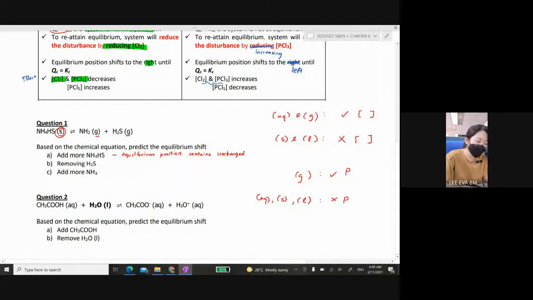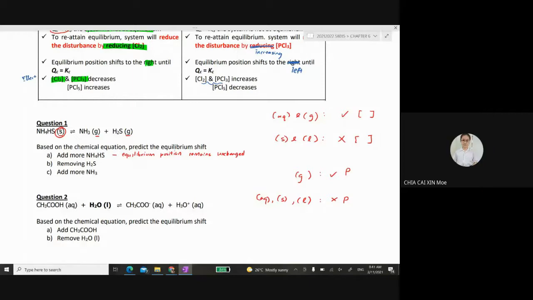How about the second scenario? Removing H2S. Where will your equilibrium shift to? Removing, that means you're decreasing the concentration. Proceeding to the left or to the right? Mana pilih orang? Okay, so see who is the luckiest one. Chia Chai-Xing, are you there? Yes, madam. Is it to the left or to the right? To the right.